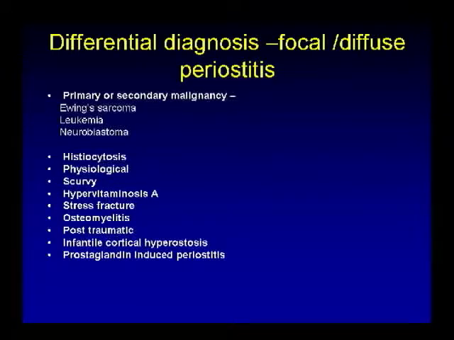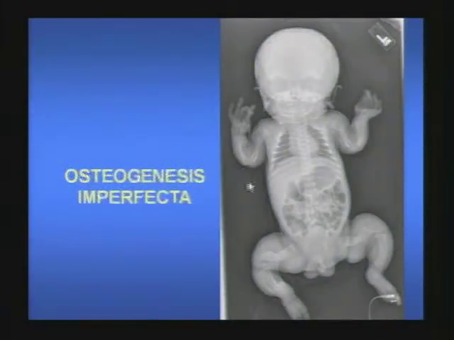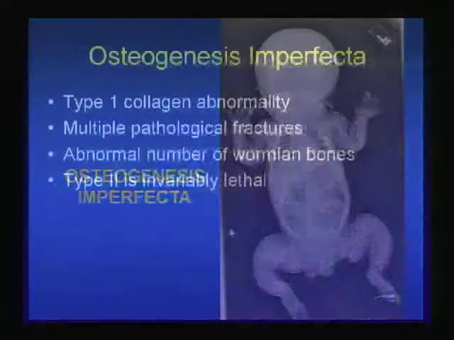Others are rare causes of diffuse periostitis, including Caffey's disease or infantile cortical hyperostosis, and in the current example that I showed, prostaglandin-induced periostitis. Representative case for skeletal dysplasia. This is a patient with osteogenesis imperfecta showing abnormal mineralization of the skull vault with multiple Wormian bones, as you will see in the next image, and deformed bones with multiple fractures at varying stages of healing.